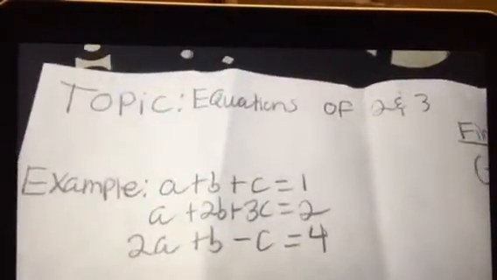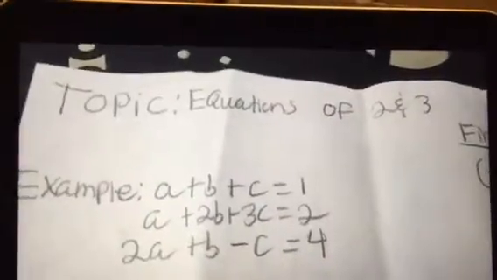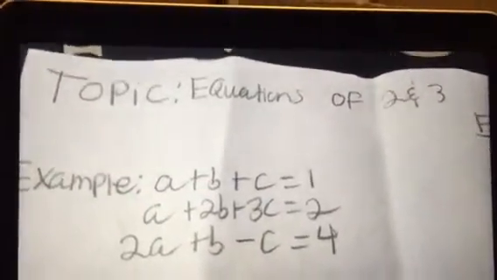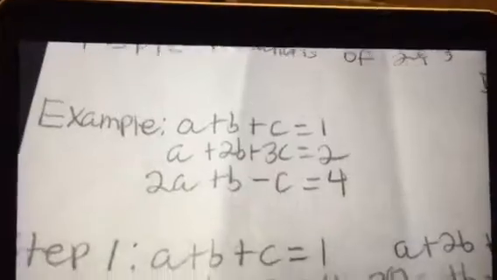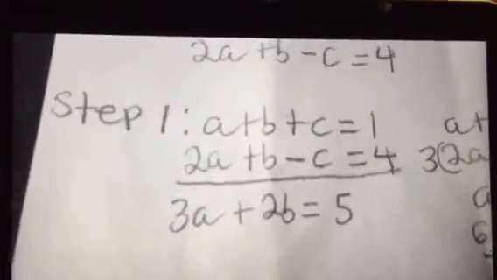So here we have our example problem, and what I want to do is eliminate the c's. So we're going to take the first equation here and the third equation, set them up like this, and we're going to end up getting 3a plus 2b equals 5.